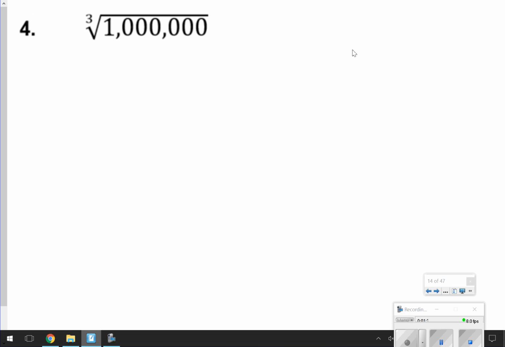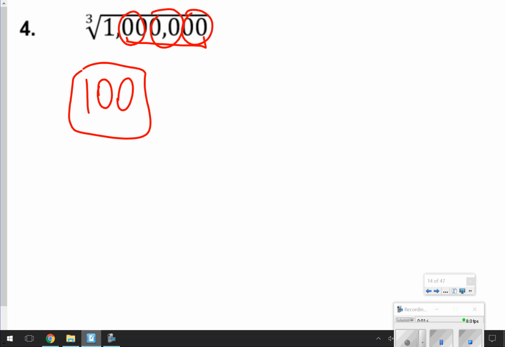This one, the cube root of 1,000,000. Notice you have 6 zeros here, and they need to be separated into 3 groups. 1, 2, 3. So cube root of 1,000,000 is 100, because if you multiply 100 times 100 times 100, it does give you 1,000,000.